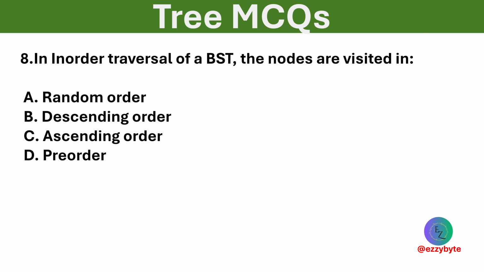In order traversal of a binary search tree, the nodes are visited in what order? Options are random order, descending order, ascending order, and pre-order. Option C is correct. In order on a binary search tree gives sorted order.